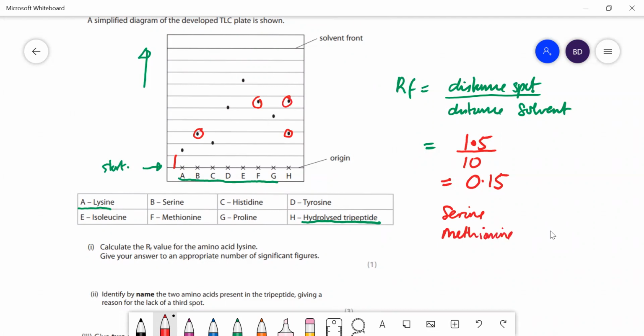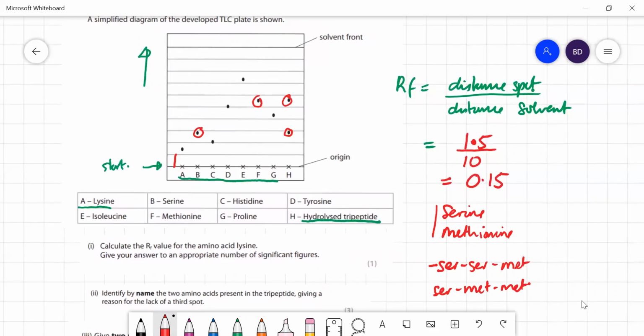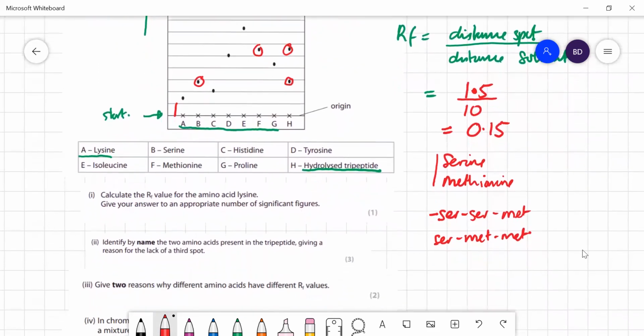Right, why are you only going to get 2 spots instead of 3 spots for a tripeptide? Well, one of these amino acids must be used more than once. So the tripeptide could be serine, serine, methionine, or serine, methionine, methionine, or any combination of that. You can reuse the same amino acid in the tripeptide. They don't all have to be unique individual amino acids.